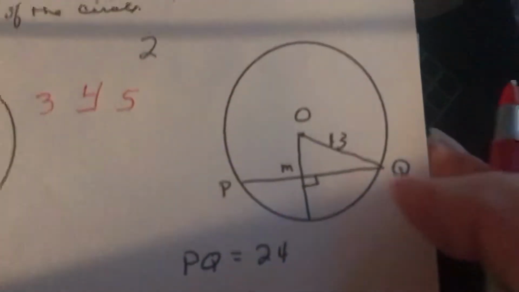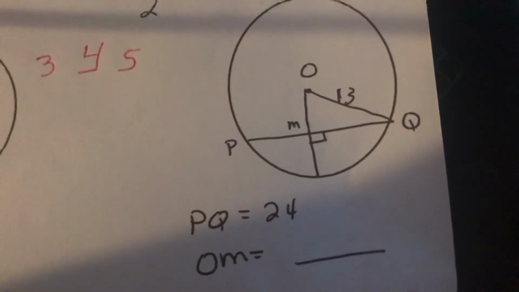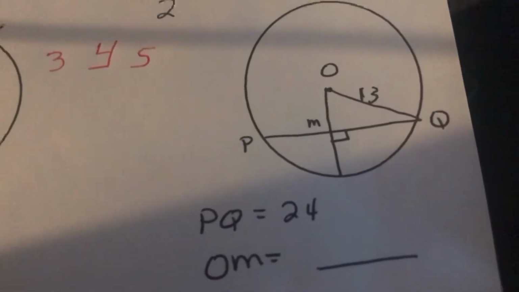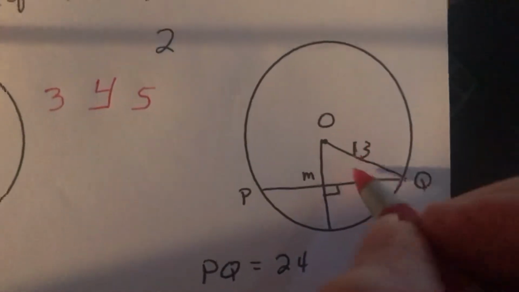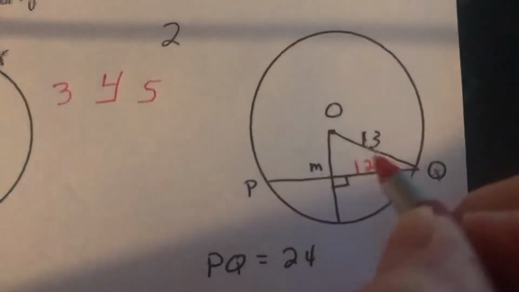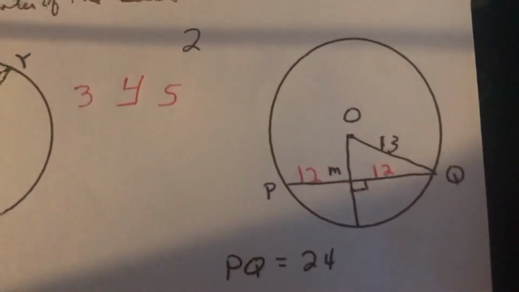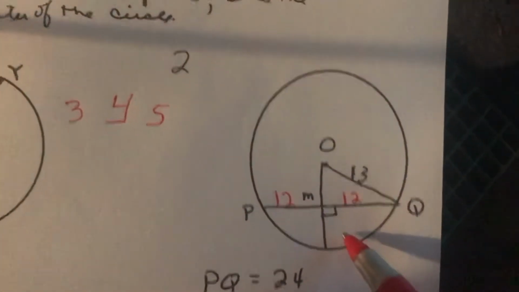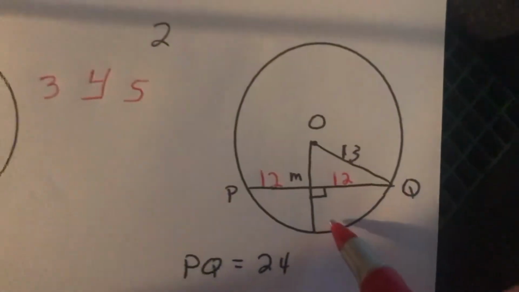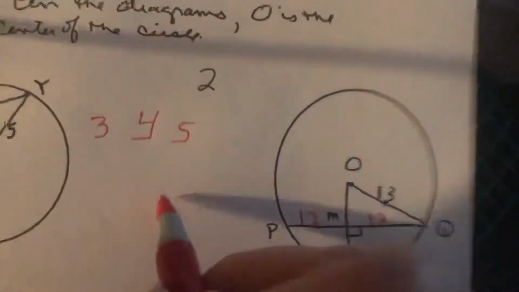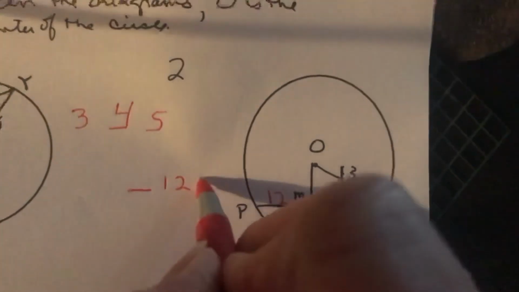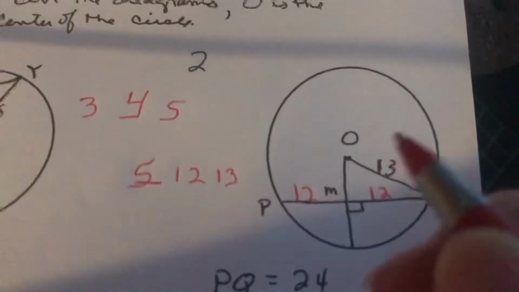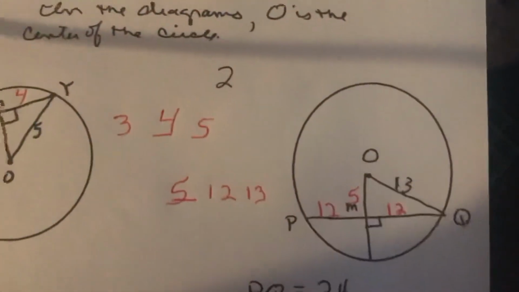Number 2. Since OM is perpendicular to PQ, it bisects PQ. Since PQ is 24, we're not going to put down 24. We're going to put down 12 and 12. What have I got now over here on the right? Triangle OMQ is a right triangle. 12, 13. That family is 5, 12, 13. So OM is 5.